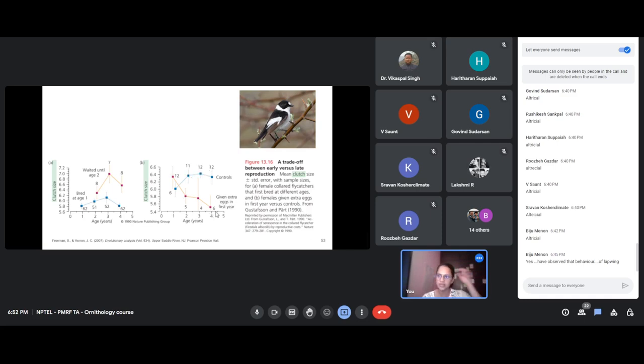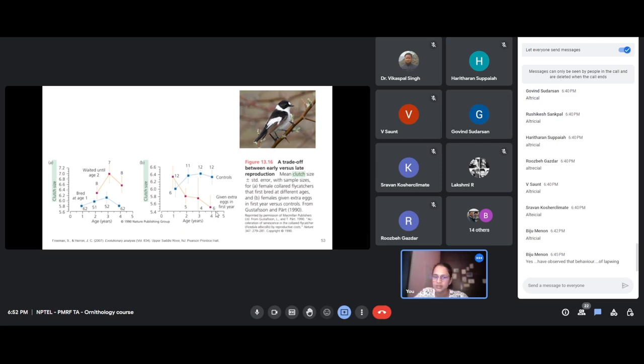Right? So this in turn strengthened their claim in the first experiment, stating that having extra eggs to take care of earlier on in life does affect the fitness and the lifespan or the clutch size in subsequent years. So this is what we were discussing earlier, if this makes sense.